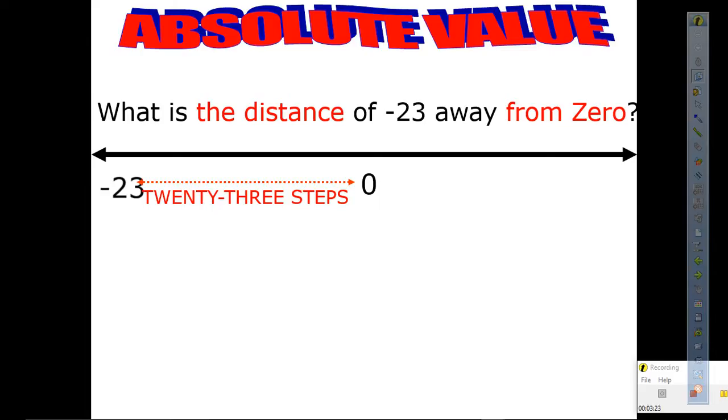Now, try to get that in your noodle, because by the time you get to higher mathematics, it's no longer going to be from 0. The absolute value is going to cover distances away from certain numbers. That's what the absolute value will be. It's just a distance. And distances are covered in what? Positive numbers.